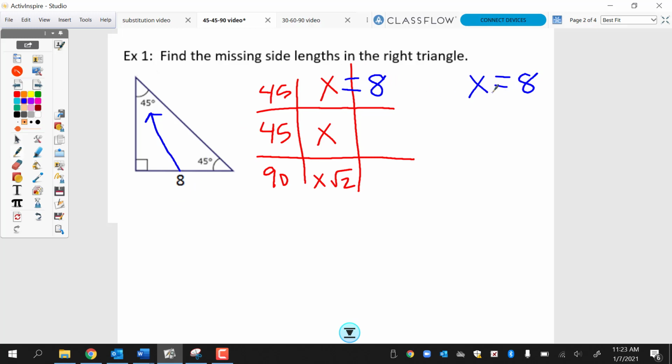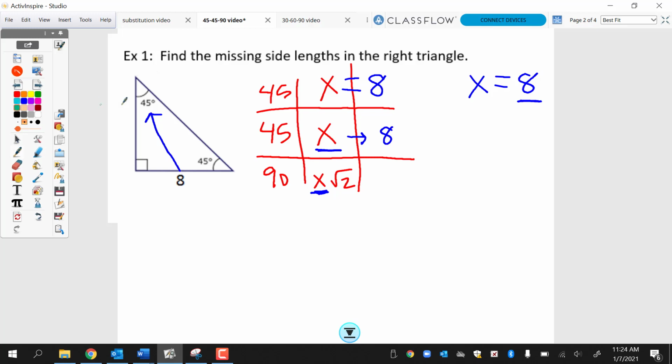So if x equals 8, then I need to plug in this 8 everywhere in this chart that there is an x. So I have an x there and an x there. Now when I plug 8 into the x on the other 45, it just turns into an 8. Nothing special. I don't need to calculate anything. That tells me whichever other side is across from a 45-degree angle is also 8. That makes sense because 45 and 45, that's the same number, so the sides across from them should also be the same number.